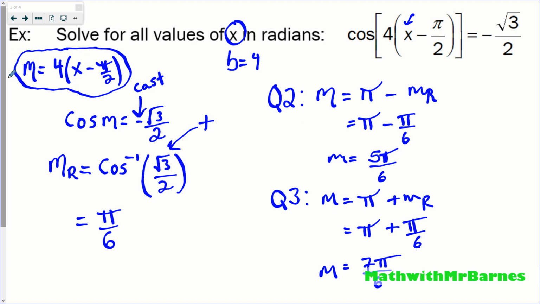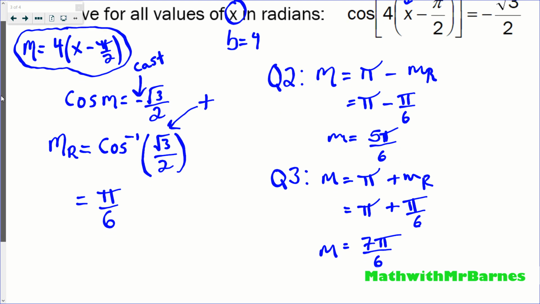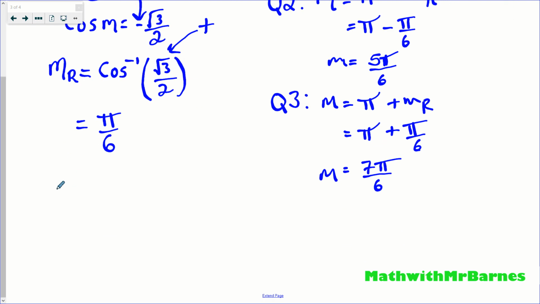So I'll do it for the first one. So it's 5 pi over 6. So it'll be 5 pi over 6 equals that mess that was inside. So 4x minus pi over 2. Just like that. So now I need to be able to solve this thing and make my life a little bit easier. So the first thing I'll do is I'll divide both sides by 4. Get rid of that 4 right there. So I'll just divide both sides by 4.